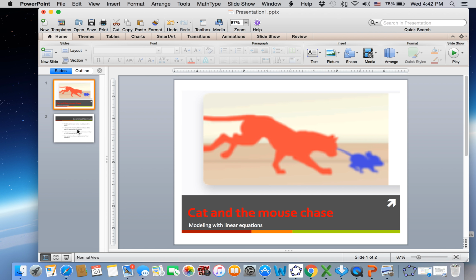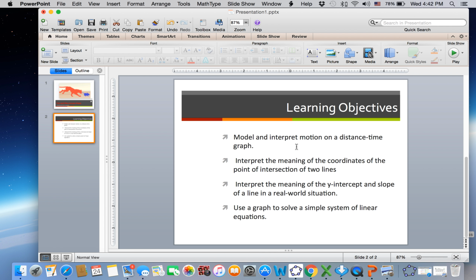My learning objectives are to model and interpret motion on a distance time graph, interpret the meaning of the coordinates at the point of intersection of two lines in a real world situation, interpret the meaning of the y-intercept and slope in a real world situation, and use a graph to solve a simple system of linear equations.